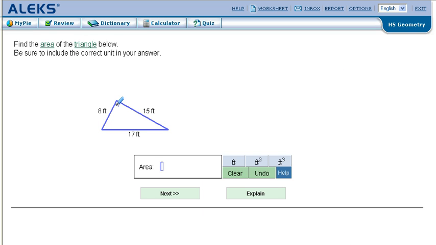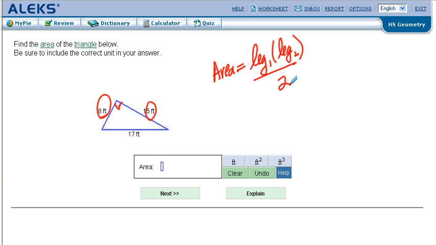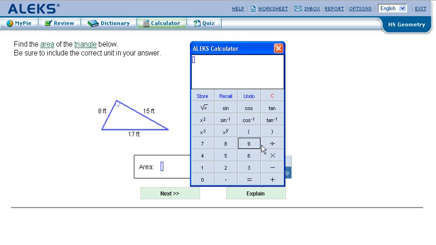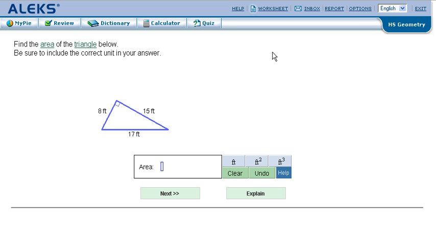So in a right triangle, the equation is actually this. Area equals one leg, leg 1, times the other leg, leg 2, over 2. The base and the height are the legs. In this case, it's 8 times 15 over 2. And of course, that's 60. And the units again are feet squared, because area is two dimensions.